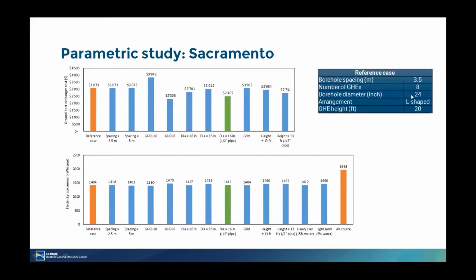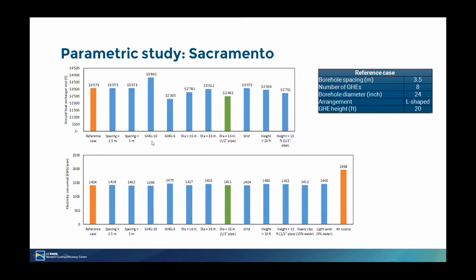The diameter is 24 inch and the height is 20 feet. And the arrangement considered is L-shaped. Now we see when we change the spacing between the GHEs, there's no impact on cost. However, the performance improves slightly as the spacing is increased.